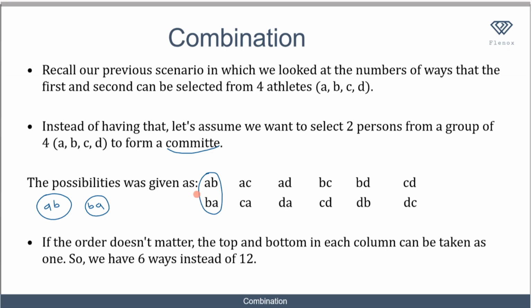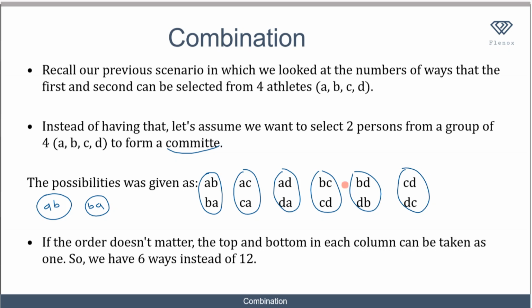So in this case, AB and BA mean one and the same thing, so I can pair them up as just one. Whereas if I was dealing with giving the first and the second position, having A as the first and B as the second is not the same thing as having B as the first and A as the second. But if I'm trying to form a committee, the order in which I select them does not matter. Similarly, AC and CA mean one and the same. AD and DA mean one and the same.